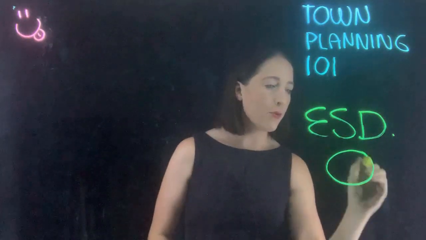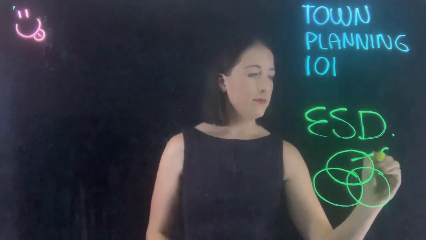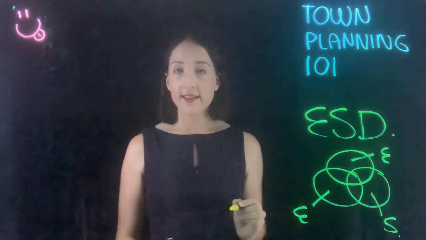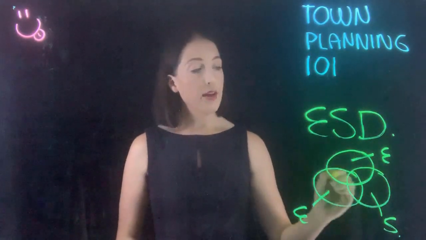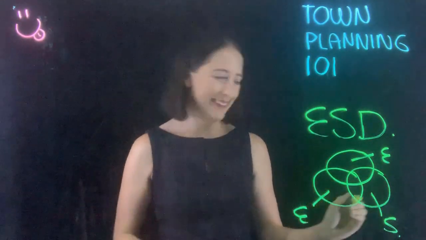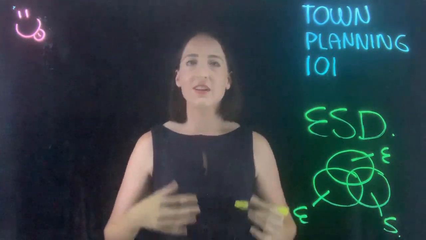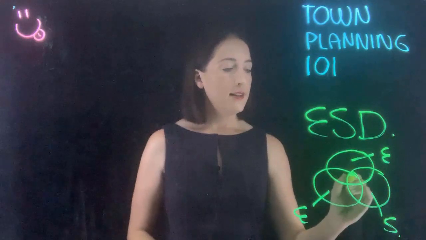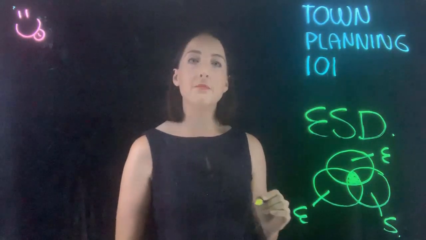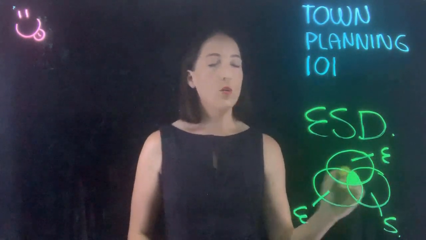Well, let me draw you a pretty diagram here. Now, we've got 3 circles there. The first circle is E. The second circle is E. And the third circle is S. What do they stand for? Environment. So that first circle there represents the environment. Second circle is the economy, the moolah, the money. And the third circle is the social framework. So I'm talking about things like education, culture, all of that sort of fun stuff. That little sweet spot right in the middle there, that is ESD. That is what town planning aims for. That the ultimate goal is basically to achieve that sweet spot there within our world.